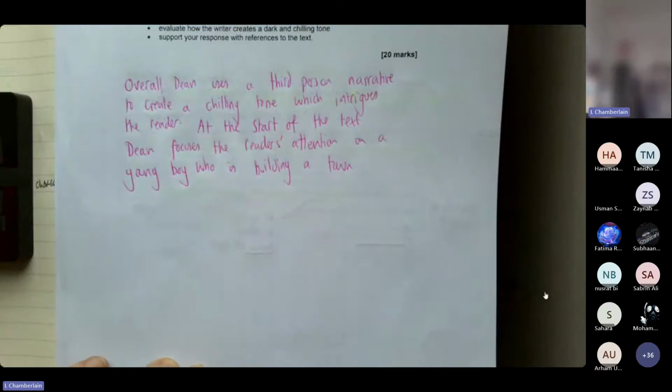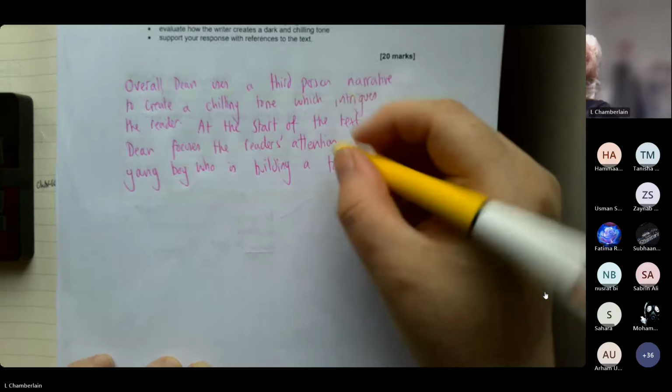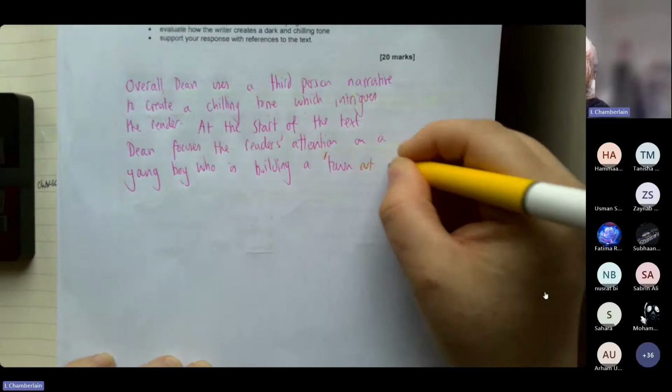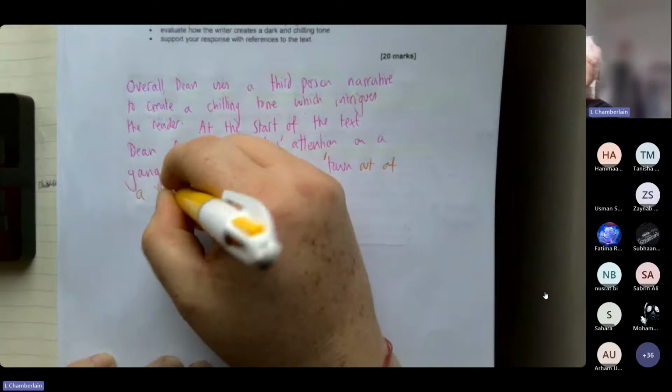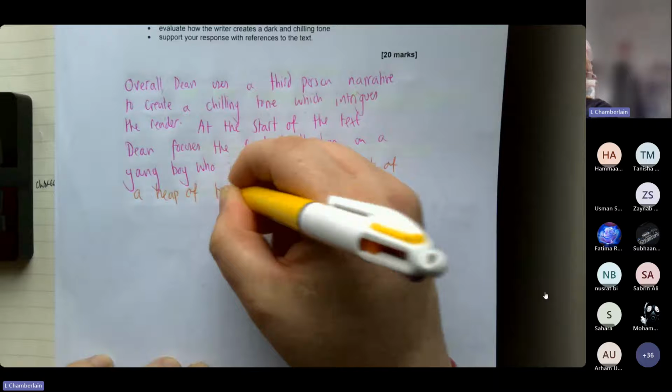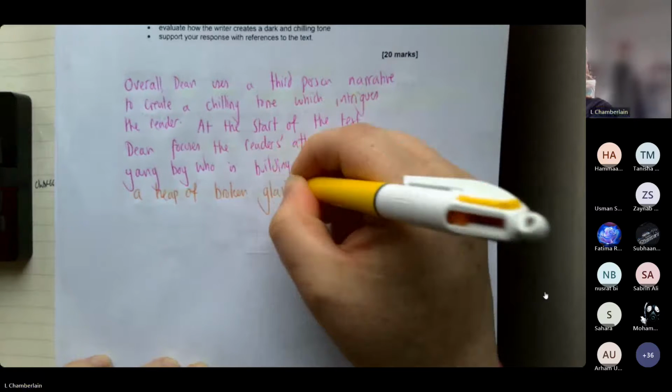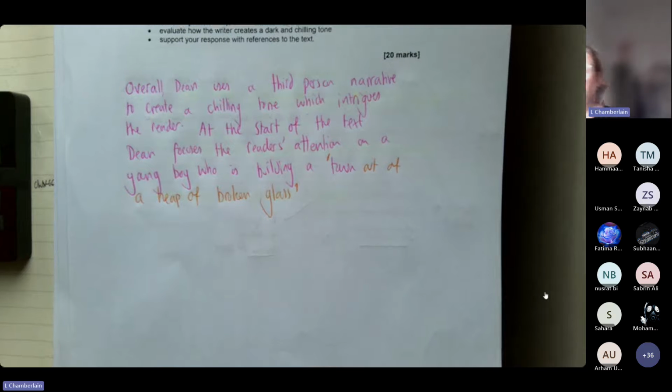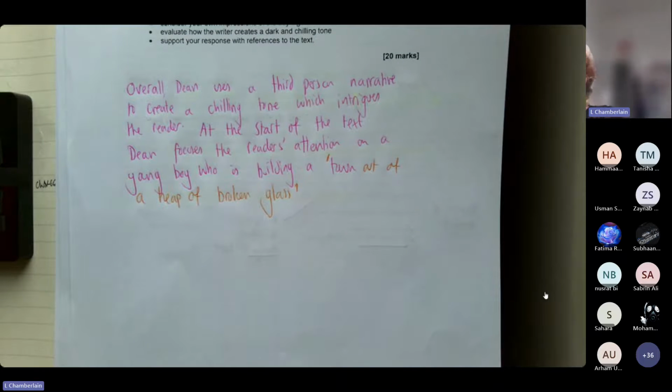And then we're going to put in our quotation, so our how: building a town out of a heap of broken glass. Now, what I want to be thinking about is, why is the writer drawing my attention to this at this stage? So overall, Dean uses a third-person narrative to create a chilling tone which intrigues the reader. At the start of the text, Dean focuses the reader's attention on a young boy who's building a town out of a heap of broken glass.